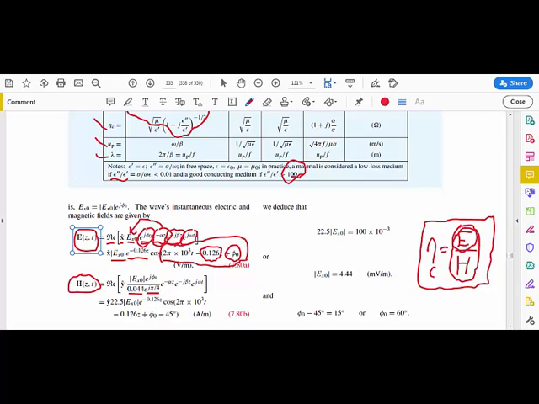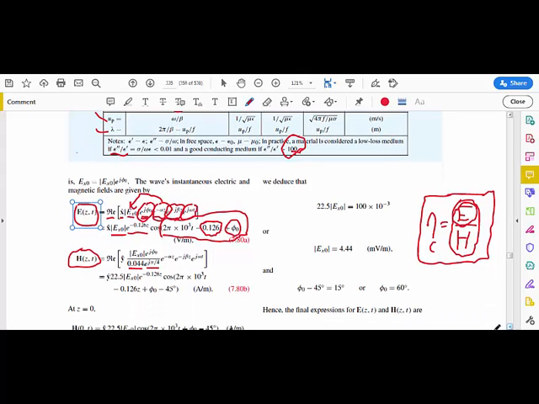So here we have extra phases in the magnetic field: omega t from the omega t, beta z from beta z. The attenuation is outside of the cosine, and the initial phase is minus 45 degrees. The 45 is pi over 4. This results from the phase difference between the magnetic field and the electric field.